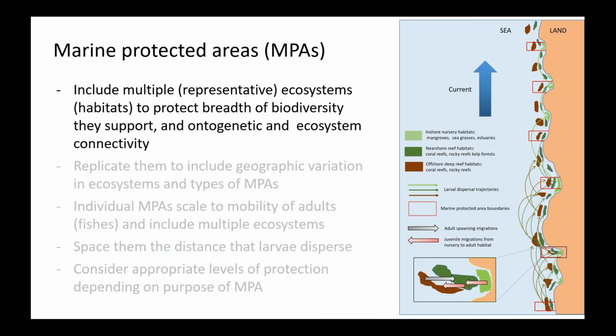Okay, so we go back to this graphic I showed you earlier, where I've illustrated now in these little red boxes potential places to put protected areas. And now what we've done is we've included within each one of those protected areas those multiple ecosystems, thereby protecting individuals as they move between those ecosystems, and they're separated from one another by the distance that larvae tend to disperse.